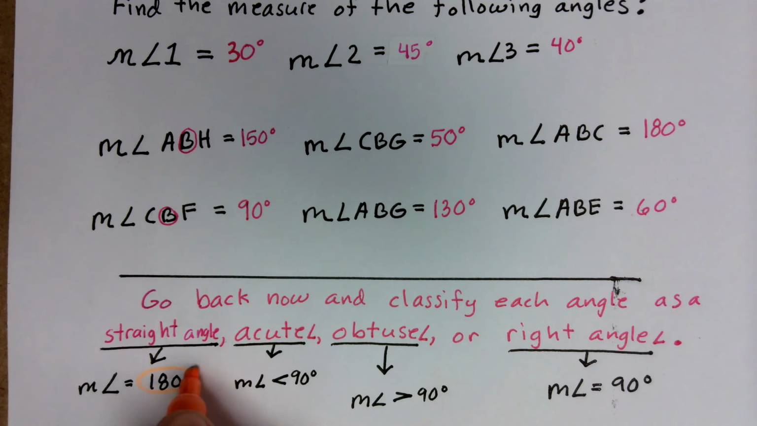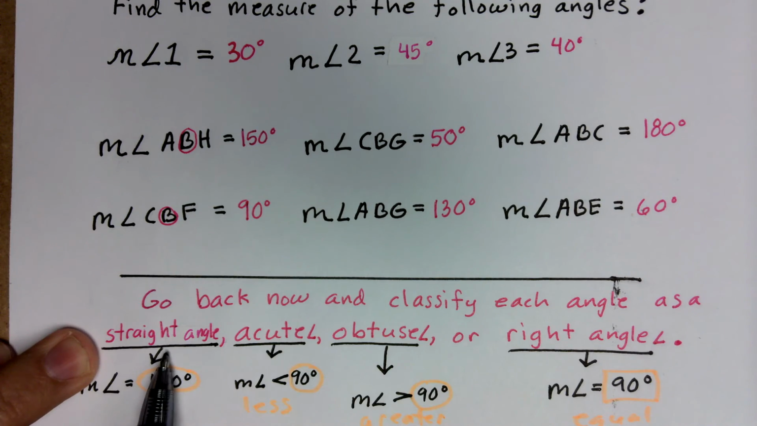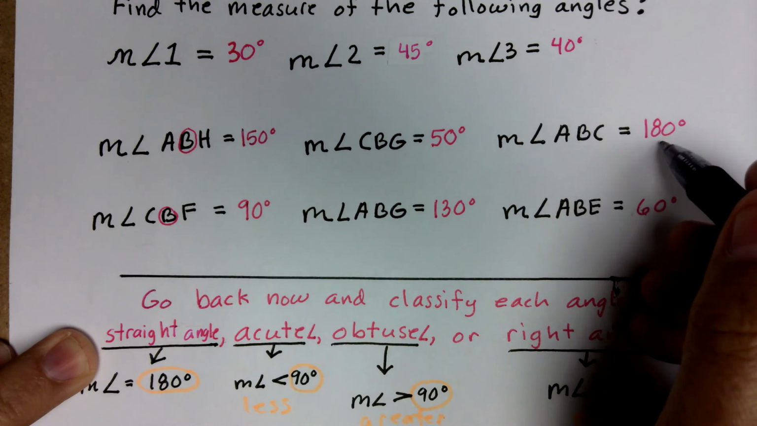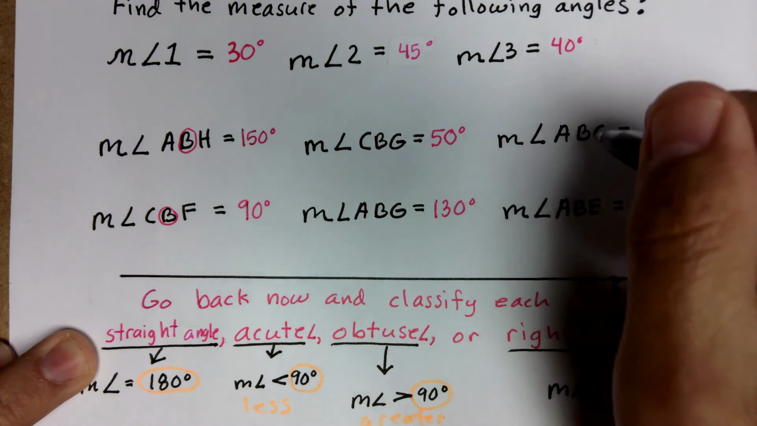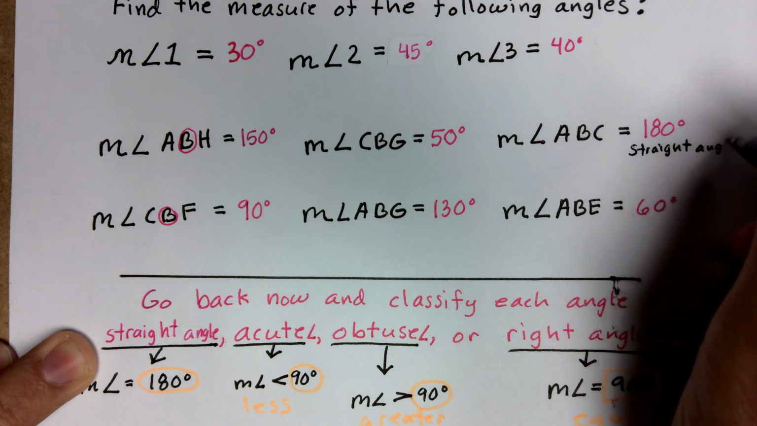Remember, straight angles are equal to 180 degrees. Acute angles are going to be less than 90 degrees. And obtuse angles are going to be greater than 90 degrees. And right angles are going to be equal to 90 degrees. All right, so let's use that criteria real quick, and I'm just going to write the name under each one. So notice I only had one straight angle out of all these angles, and that was this one right here. That was 180 degrees. So I'm going to write underneath it, this was a straight angle.